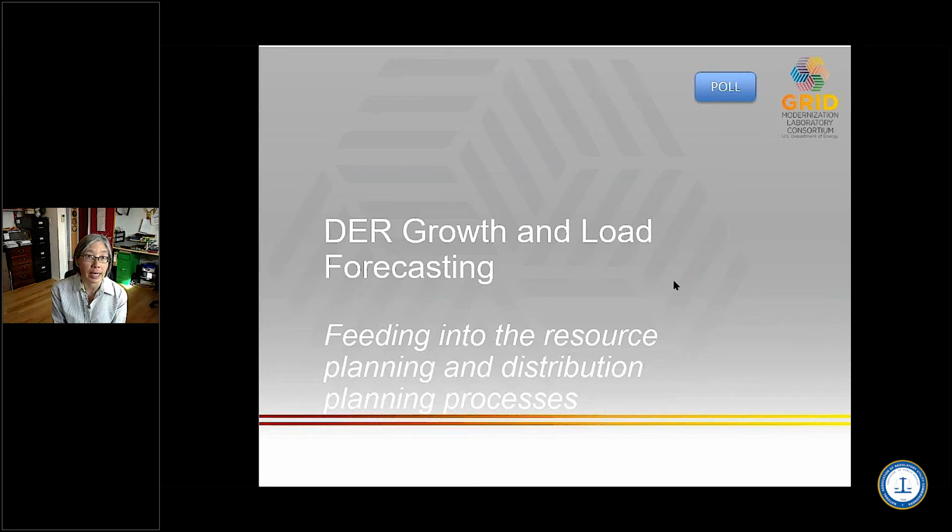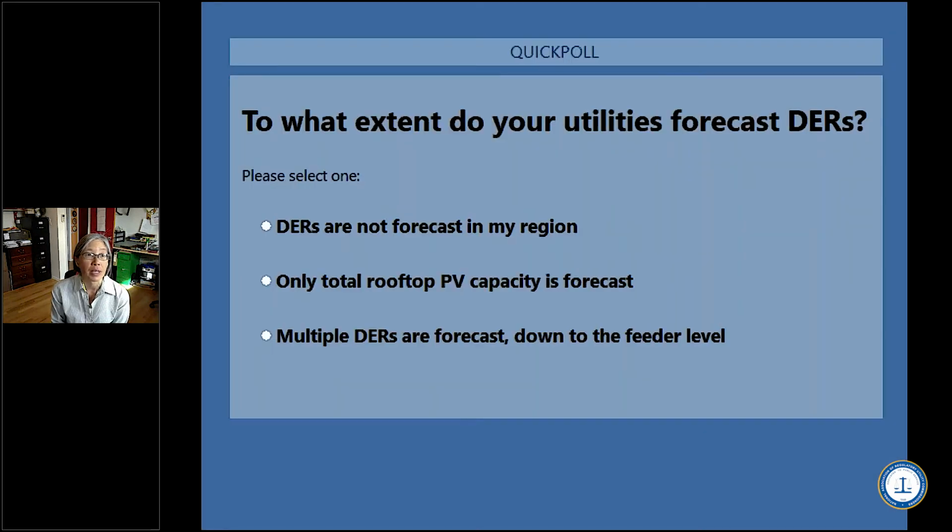We've got a poll now to just see where folks are at in their DER forecasting currently. So the question is, to what extent do your utilities forecast DERs?